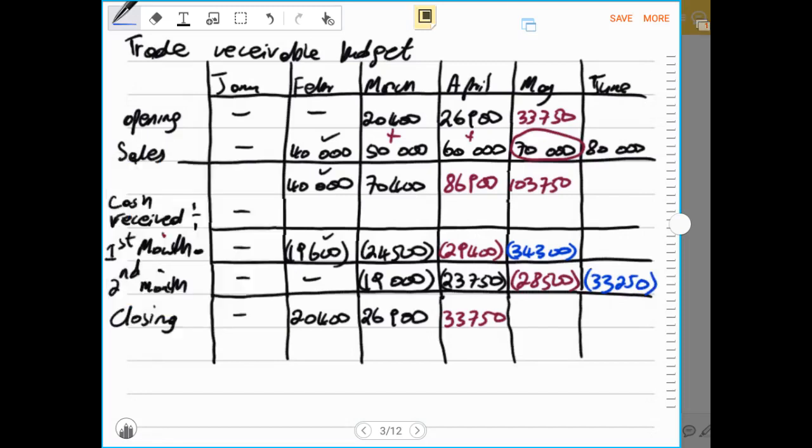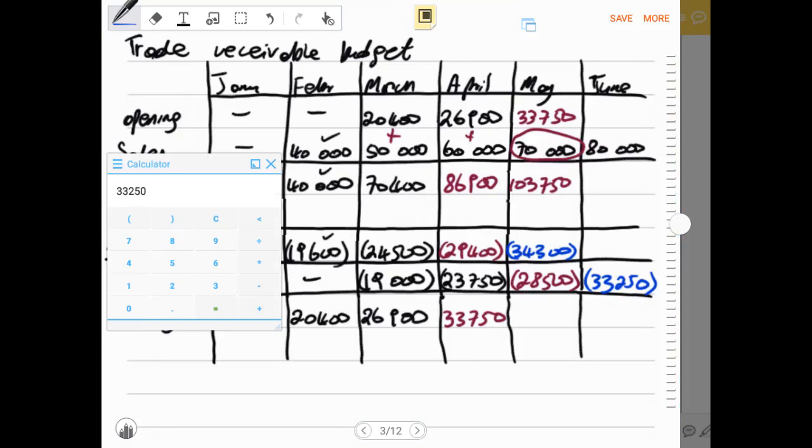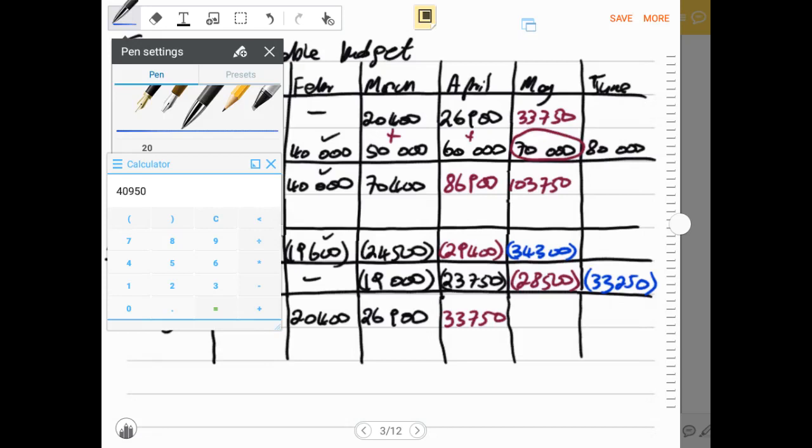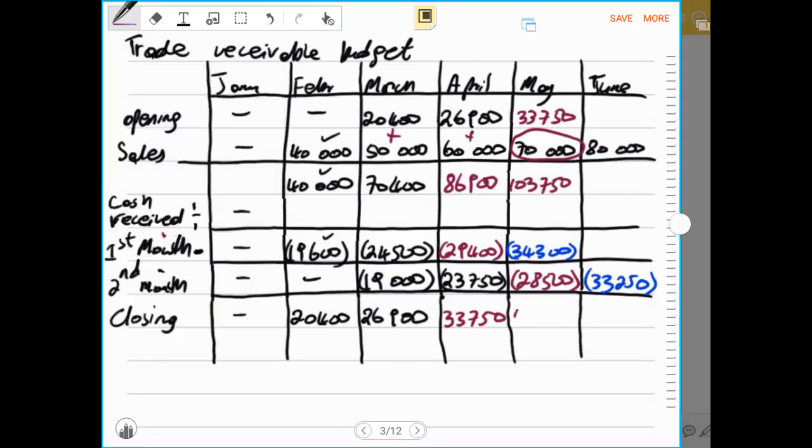Therefore now we continue recording that, and we say 103,750 less 34,300 less 28,500. This will give us 40,950. It will give us 40,950.